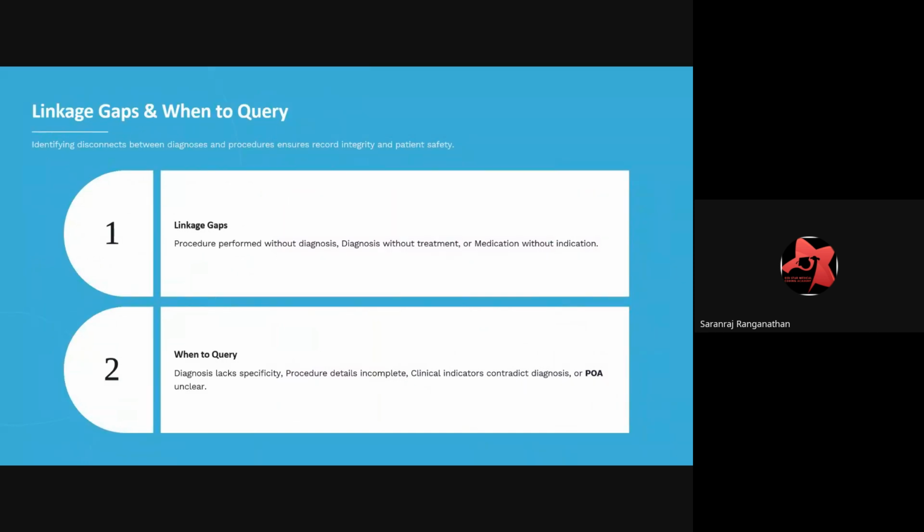Then gaps. Identifying and correcting the gap in the documentation is also one of the important criteria. That means identifying the disconnect between the diagnosis and a procedure, ensuring record integrity and patient safety. Why do we need to identify the gaps? It will ensure patient safety, and at the same time it will provide proper reimbursement.